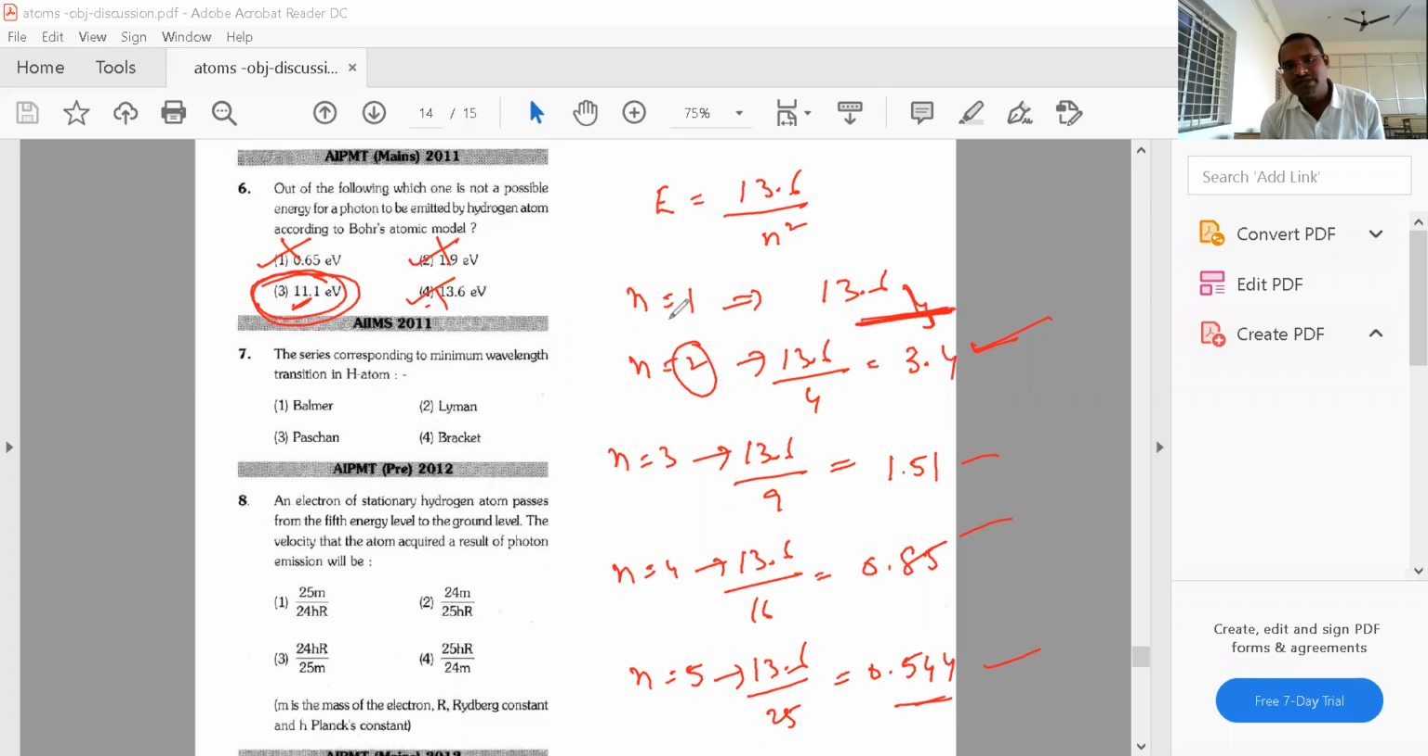However, between these two, n is equal to 1 and 2, the only two available orbits are n is equal to 1 and n is equal to 2 only. Any other orbit is not available here. Means this is wrong. This is not an available energy for an electron in Bohr's theory. Did you get the explanation, students?